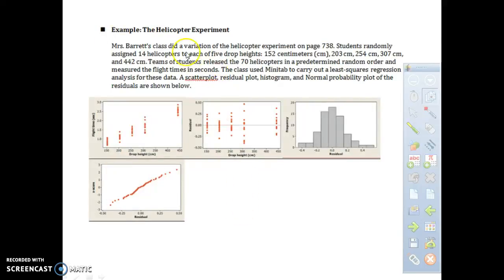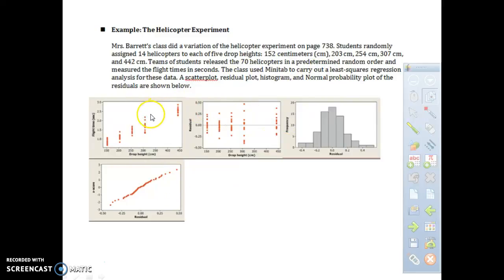Okay, so let's do an example. Miss Barrett's class did a variation of the helicopter experiment. Students randomly assigned 14 helicopters to each of 5 drop heights. So that's why the data looks kind of interesting here, but you still can analyze this for a linear form. Reading on, the helicopters were randomly assigned to the order, and the class used Minitab to carry out a least squares regression line, and these are the graphs that we're seeing here.